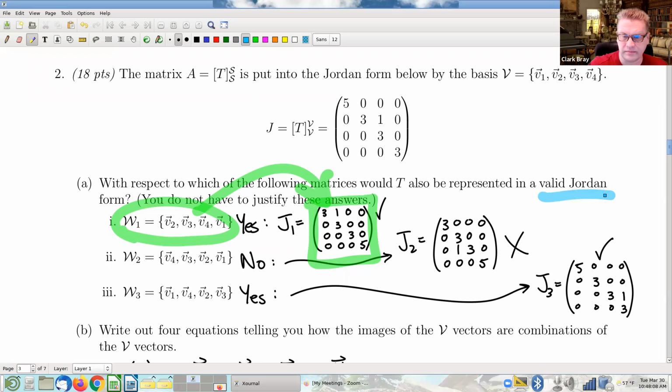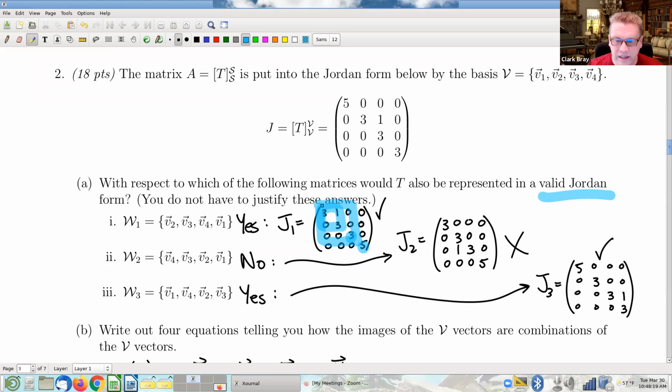Now, is this in a valid Jordan form? So we've got to look and see. Is this in Jordan form? That's a Jordan block, and that's a Jordan block, and that's a Jordan block, and this is an eigenvalue block, and all zeros everywhere else. Yep, all the rules are satisfied. So this is a valid Jordan form.